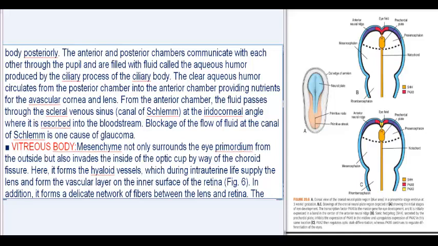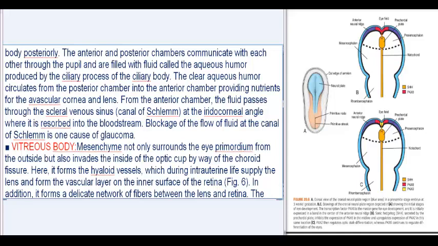Vitreous body mesenchyme not only surrounds the eye primordium from the outside but also invades the inside of the optic cup by way of the choroid fissure. Here, it forms the hyaloid vessels, which during intrauterine life supply the lens and form the vascular layer on the inner surface of the retina, Fig. 6.